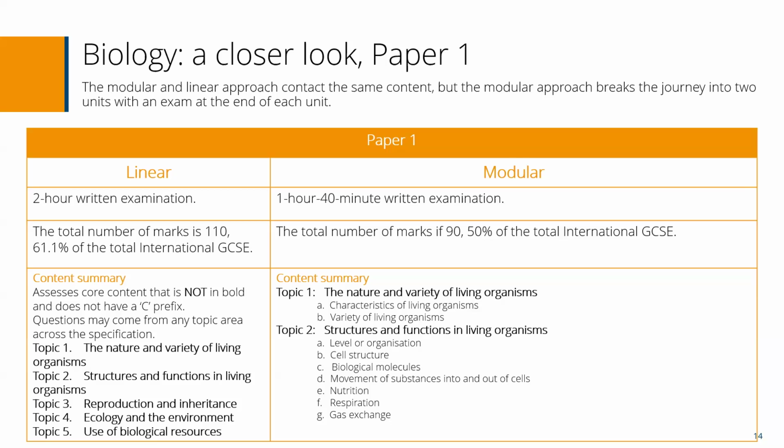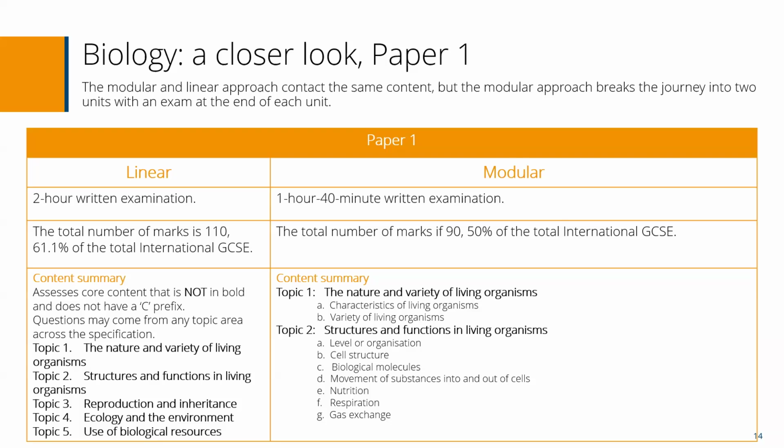So that content is not, I stress, not examined in paper 1. The reason being that paper 1 is taken by the double science students as well as the pure biology students. And I'll show you how that adds up in a couple of slides' time. So the linear paper 1, when students are revising for that paper 1, they can ignore the bold bits, the bits with a letter B against them in the actual specification. Paper 2 we'll talk about in a minute.